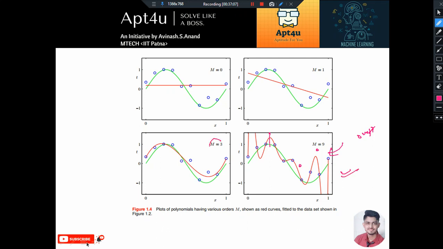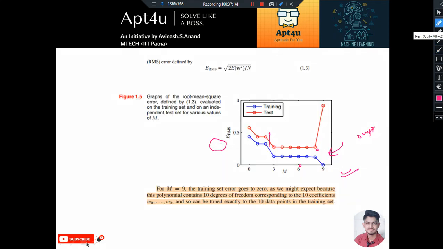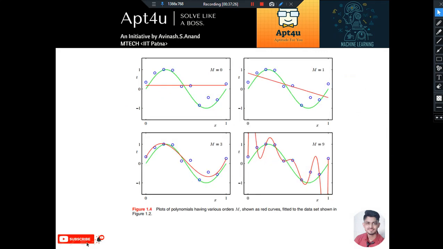For m equal to 3, you can see what we saw here in the next slide. For m equal to 3, the error was very less, the training error was very less, the testing error was also very less, and it is obvious it has to be less. Why? Because the curve that the model had predicted was very close to the actual distribution of the data. Hence it is obvious that the training error and the testing error both will be less.